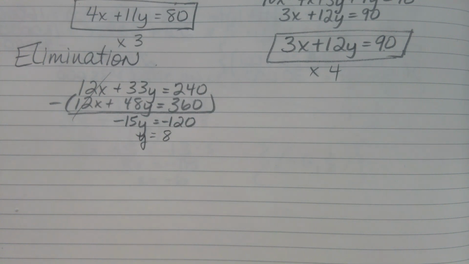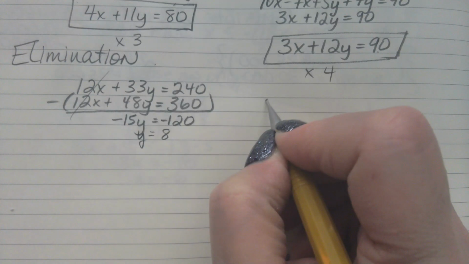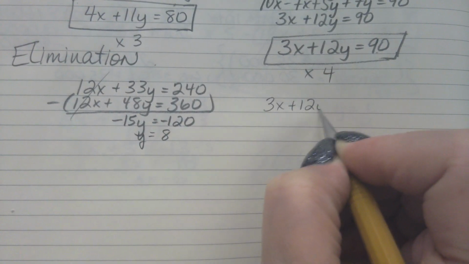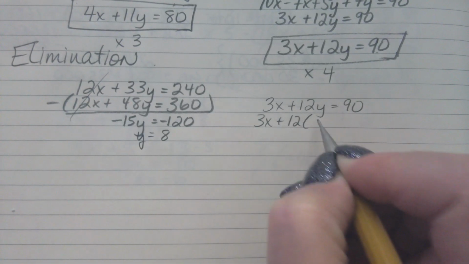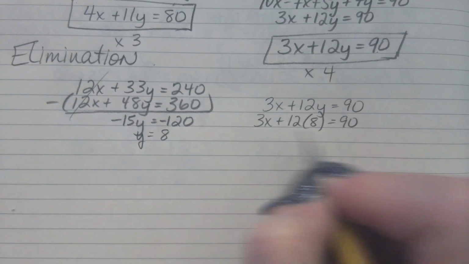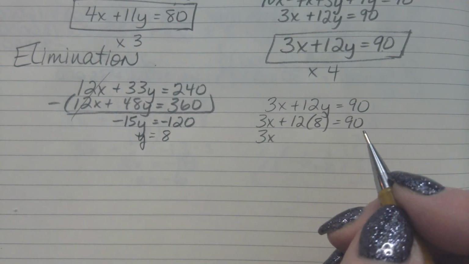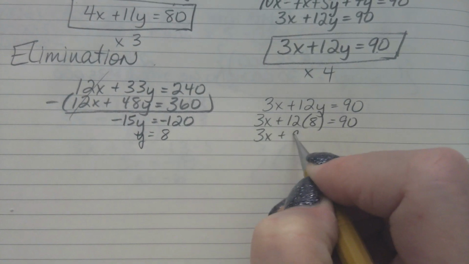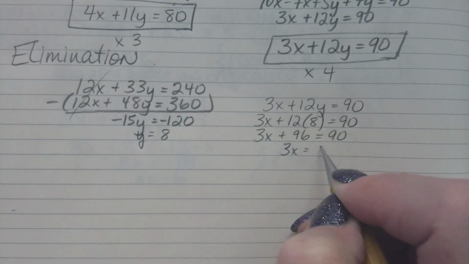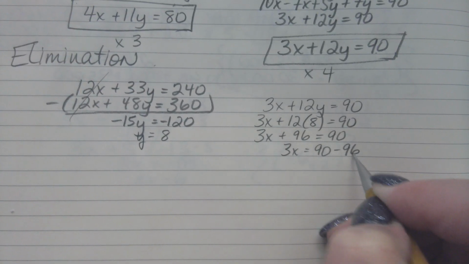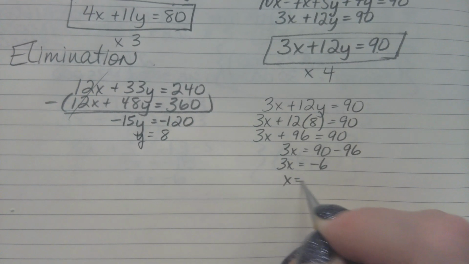All right. Just because it's there, I'm going to pick this one, right? 3x plus 12y is equal to 90. In my 8, multiply that, what do I get? 96. My 12 times table is horrible, though. So y is 6 and x is negative 2.